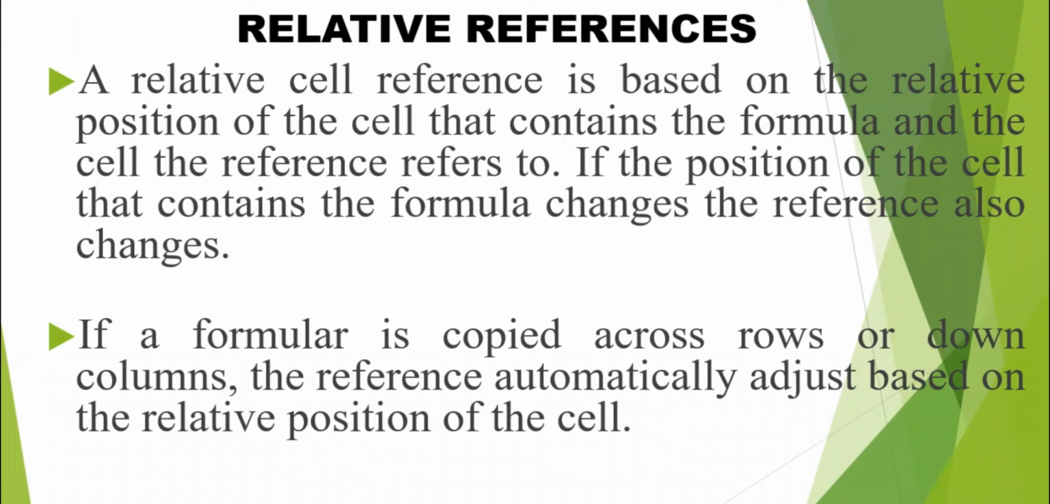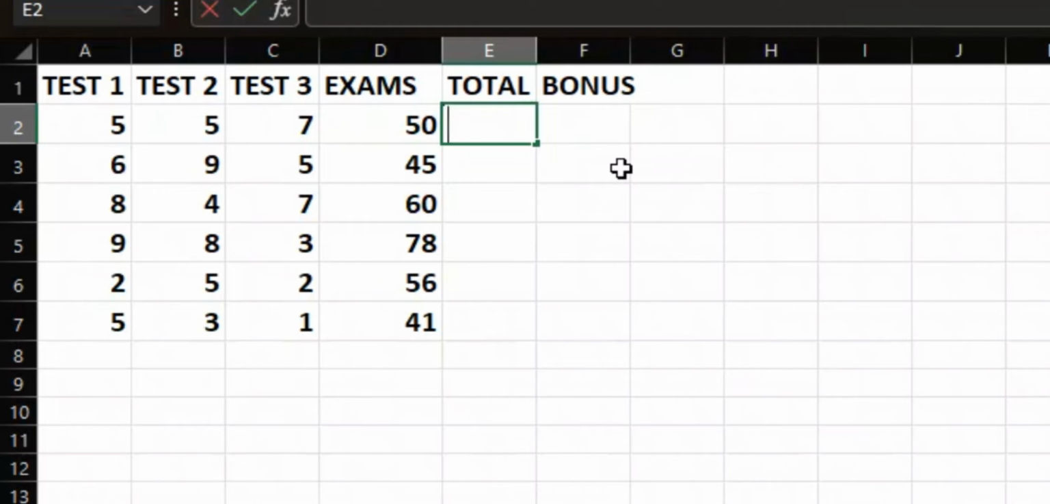A relative cell reference is based on the relative position of the cell that contains the formula and the cell the reference refers to. If the position of the cell that contains the formula changes, the reference also changes. If a formula is copied across the rows or down the columns, the reference automatically adjusts based on the relative position of the cell. An example of relative referencing.